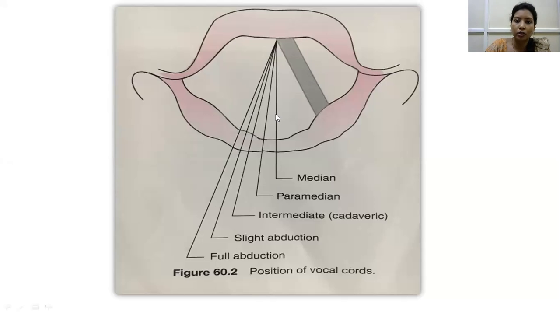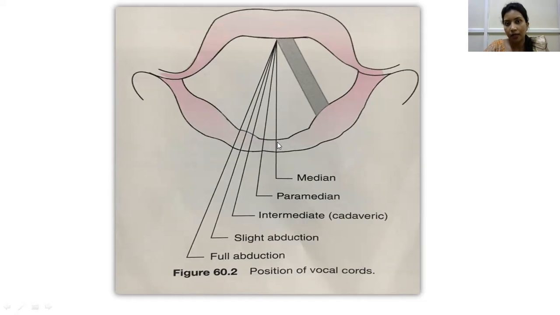So both the vocal cords will come in median position. What happens is that vocal cords are at different positions at different stages of respiration or different uses of voice. So when you speak, or when you're whispering, or when you're taking a very deep inhalation, or when you're coughing, vocal cords tend to take up specific positions. So the vocal cord has this range of motion from median to full abduction. This entire range of motion should be there for a normal healthy vocal cord.